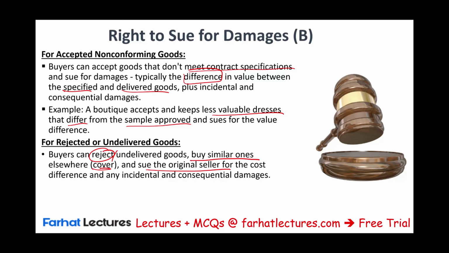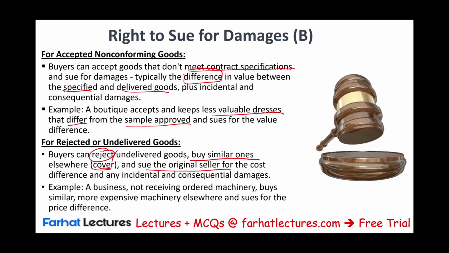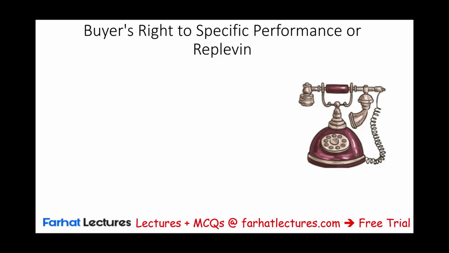Remember, you could always add incidental cost, but they have to be reasonable. For example, a business not receiving an ordered machine buys a similar one, more expensive, because that's what they could find, and sues the seller for the difference in price. In some circumstances, the buyer might request specific performance or replevin.